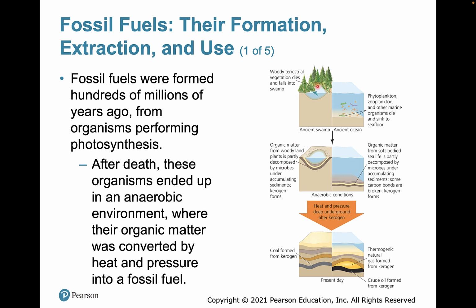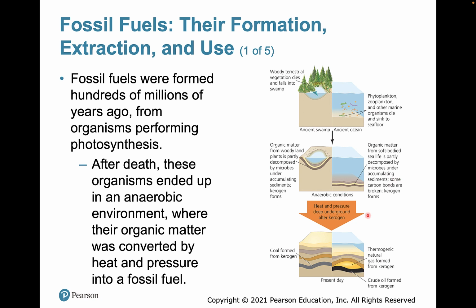So in these swamps, all of the vegetation died, and it fell into the swamp. It started to decompose a little bit, but not completely, because there was just a huge amount of plant matter there. So it started to partially decompose, but heat and pressure and other layers of sediment put on top created the precursor to coal, which is called kerogen.